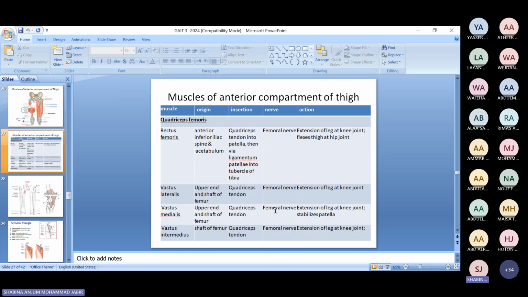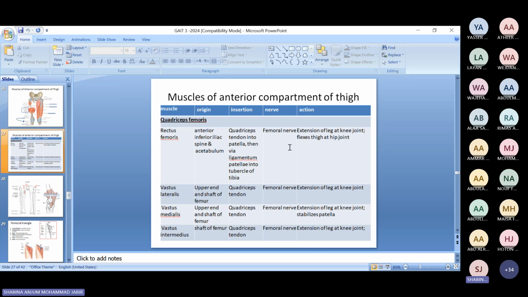Obviously the insertion will be the same for all 4 muscles. What will be the nerve supply? As we know, the femoral nerve is the nerve for the anterior compartment. And these muscles, as we know, come from the shaft of the femur to the tibia. So they all act on the knee joint, extending the leg at the knee joint.